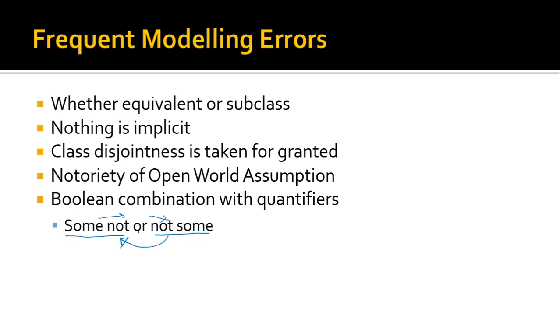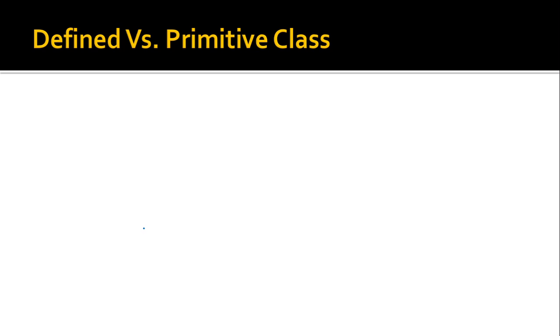So you need to pick the right combination depending on the situation. Either it should be some not or not some, right? Similarly, all values from, not all values from, or all values from not. All these things can be a bit intriguing, and you need to put detailed thought into what combinations to use to model your scenario, right?